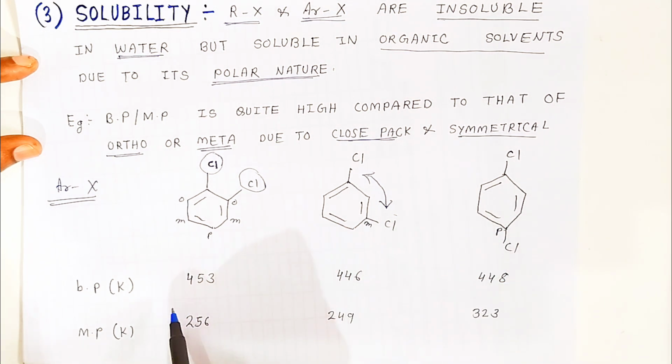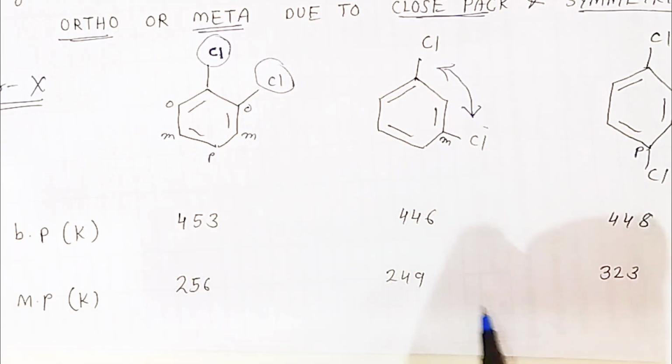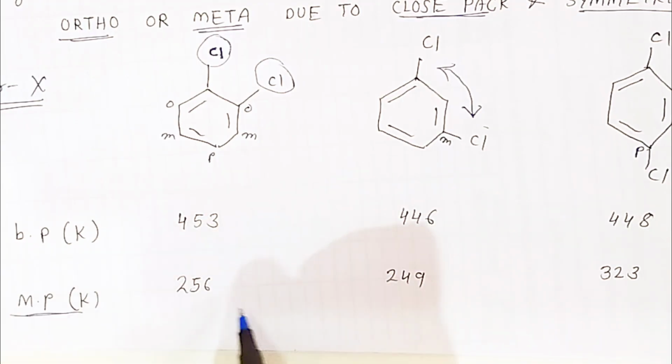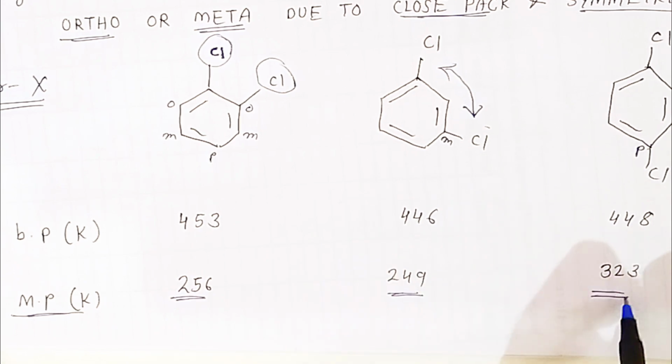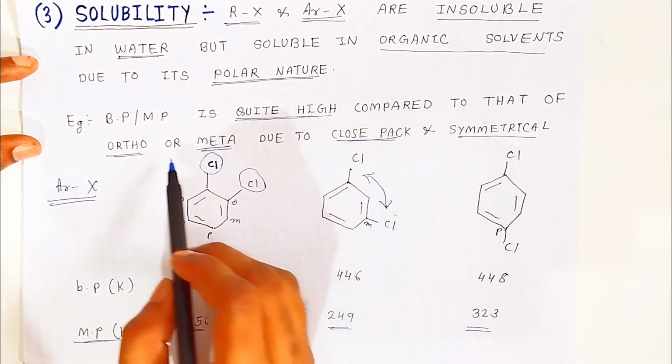Understanding, students? Mostly the boiling point is quite higher. As compared to this, it is going to be higher. Melting point, students: 256, 248, 323 Kelvin. Understanding? So the boiling point and melting point are quite high compared to those of the ortho and meta.